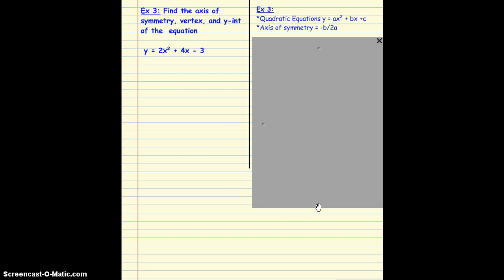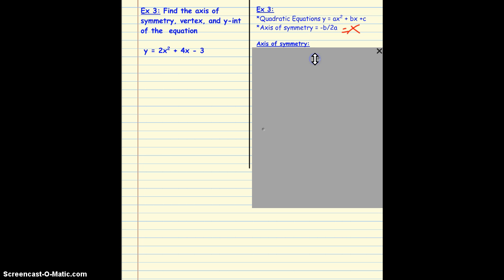All right, so that's using a graph. Now we're going to find the axis of symmetry, the vertex, and the y-intercept using an equation. And we're going to use y equals 2x squared plus 4x minus 3. Just a reminder, with quadratic equations, they are always set up in y equals ax squared plus bx plus c. And as I stated earlier in the vocab, the axis of symmetry can be found when, this should say x equals -b divided by 2a.